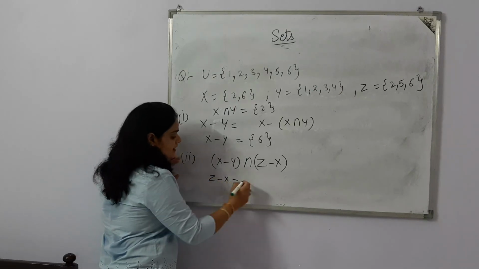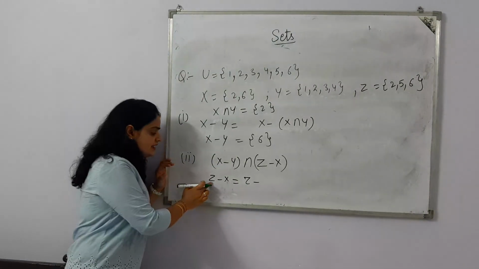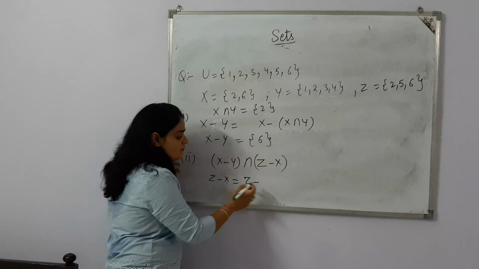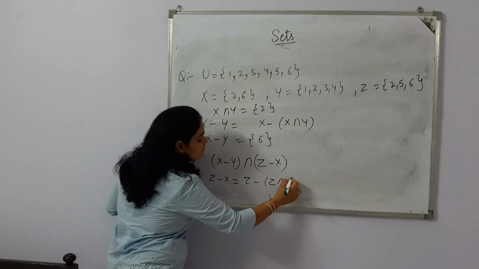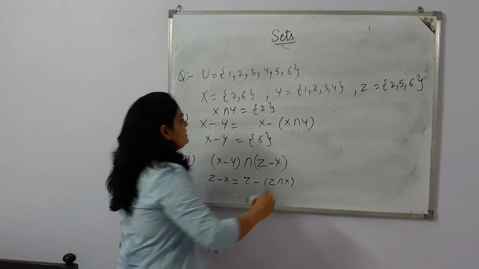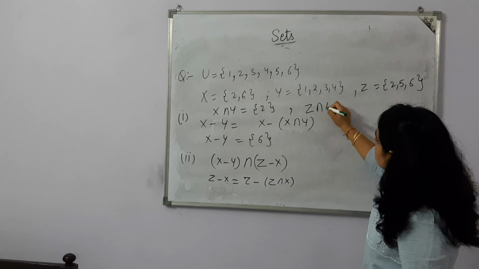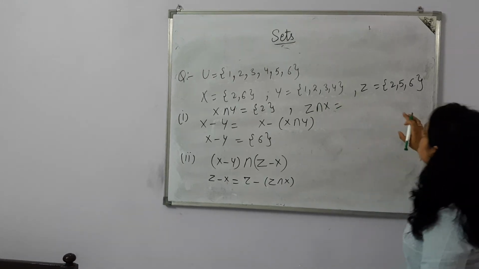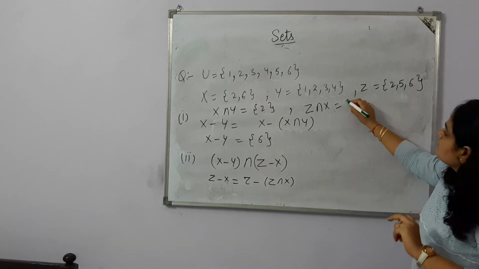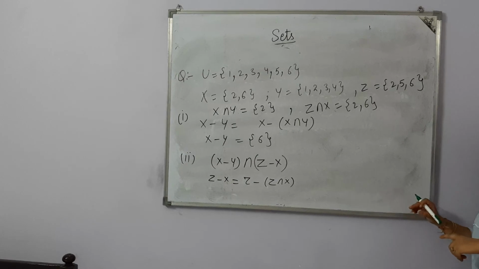Z minus X is saying that we have to take all the elements of Z but which do not belong to X. That means the common portion will be subtracted out. So we need to find Z intersection X. Here I am finding Z intersection X. So what is the common portion of Z and X? The elements 2 and 6. 2 and 6 both are the common elements of Z intersection X.